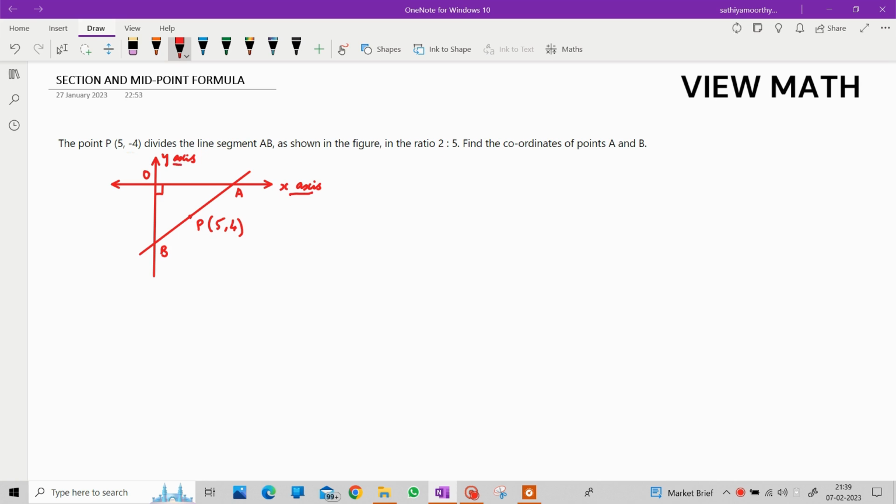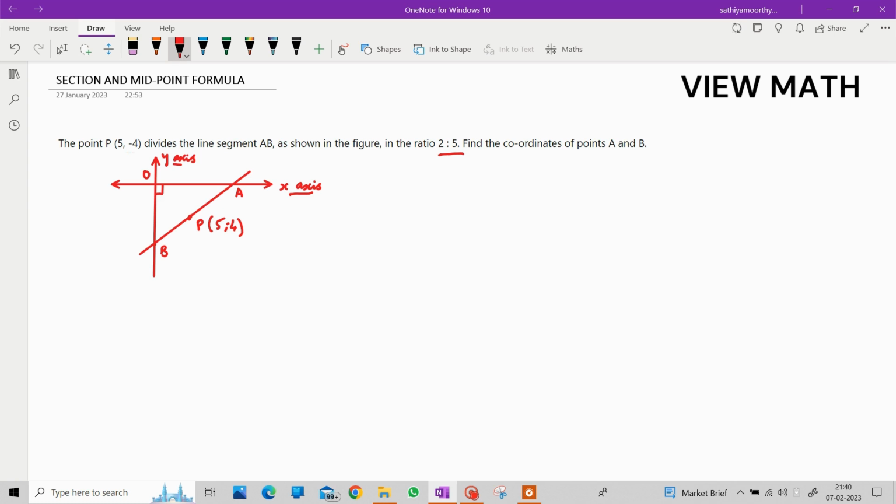Now they have said the line segment AB. Now you can see the line segment AB. This is A and this point is B. So the point P divides the line segment. The point P, somewhere here, is 5 comma minus 4. So 5 comma minus 4 divides the line segment AB in the ratio 2 is to 5. So we cannot write 2 is to 5.